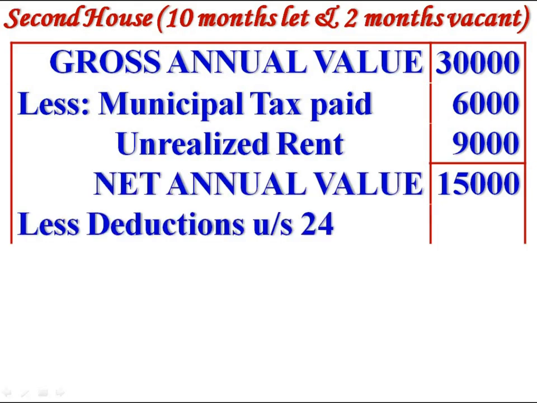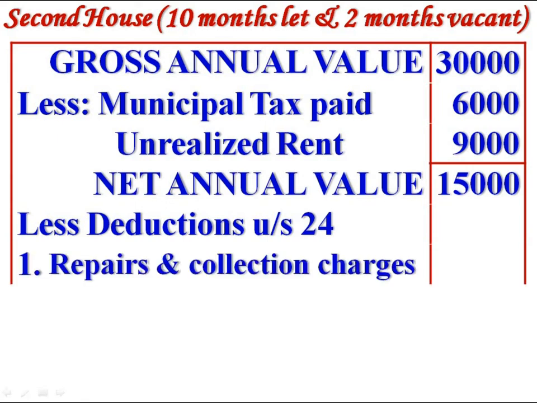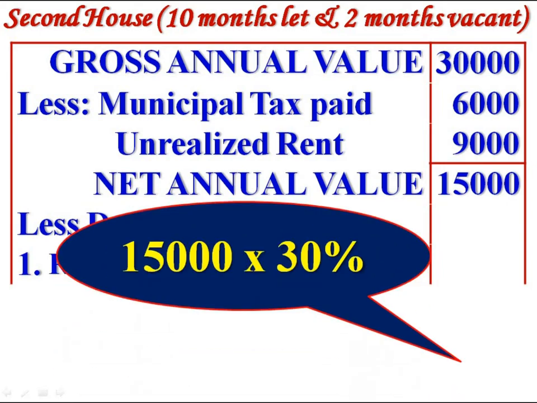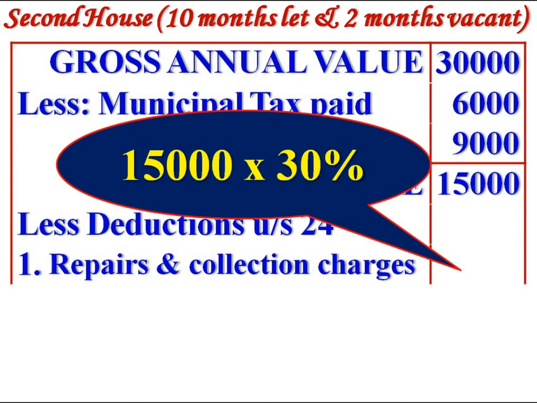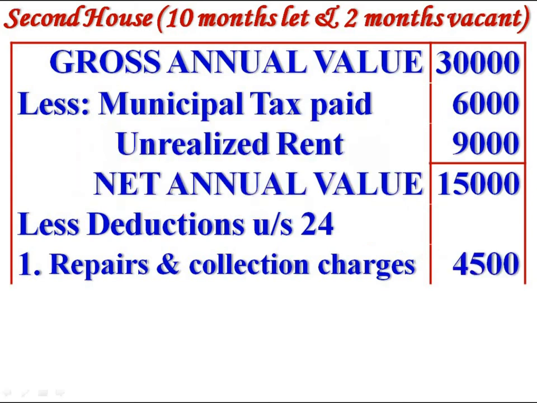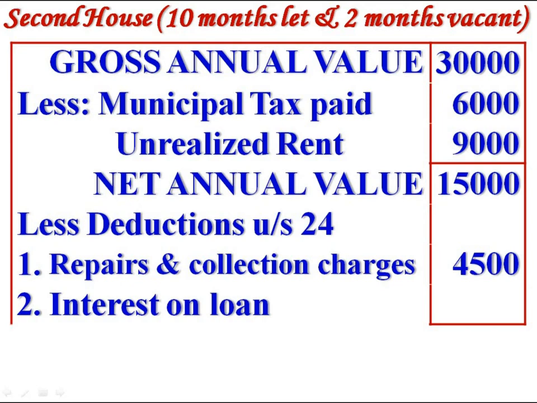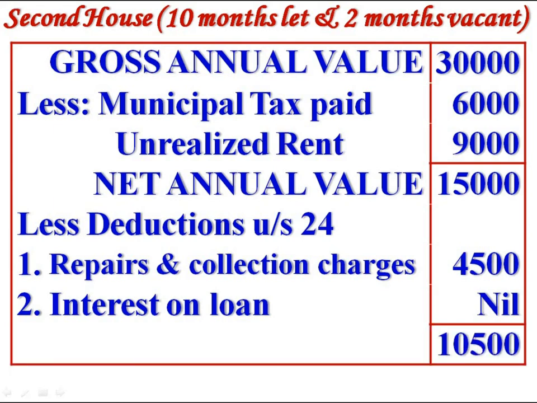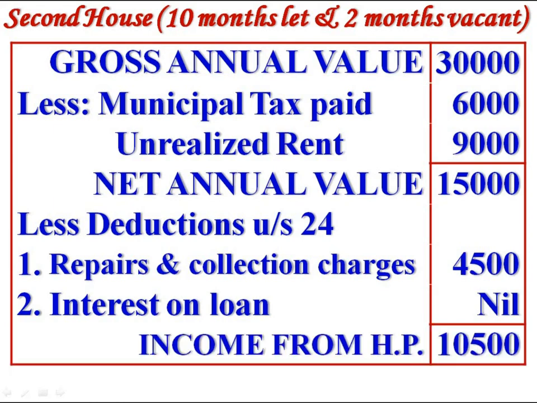From net annual value, deduct various deductions under section 24. First, repairs and collection charges. We know it is standard deduction. 30% of net annual value is deductible in respect of repairs and collection charges. Therefore, net annual value rupees 15,000 into 30%, rupees 4,500. Second, interest on loan. For second house, there is no interest on loan. Deduct rupees 4,500, we get rupees 10,500. It is the income from second house, 10,500.